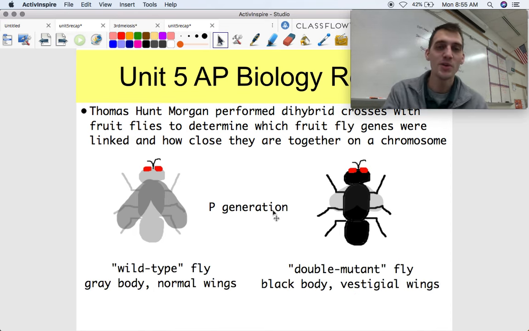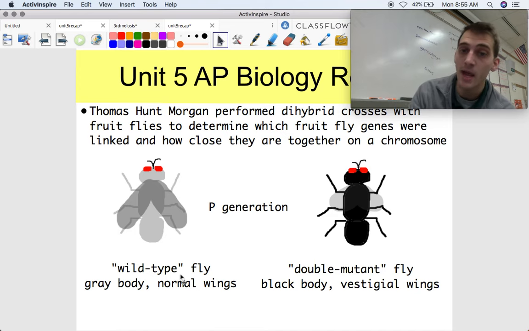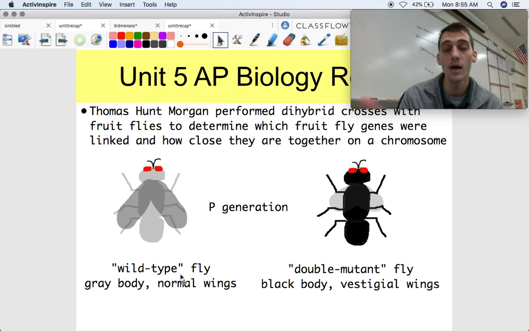Okay, so here's a P generation, right? So what Morgan and his team crossed was what we call a wild type fly. This is like the normal. These are the kind of traits that you would find on a fruit fly in the wild, hence why it's called a wild type. It has gray body and normal wings, and wild type traits usually tend to be dominant. Okay, so what he did is he crossed a wild type fly with a double mutant fly, one with black body and vestigial wings.